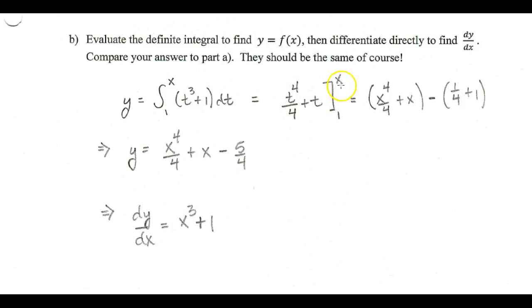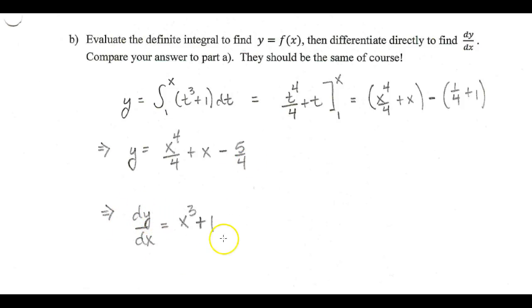Evaluated from 1 to x, this is notation, what we usually write when we do an indefinite integral. This square bracket means evaluated from 1 to x, a to b. So first of all, I plug in the b value here, so I get x to the fourth over 4 plus x, minus, plug in the a value, I get 1/4 plus 1. So I get x to the fourth over 4 plus x minus 5/4.